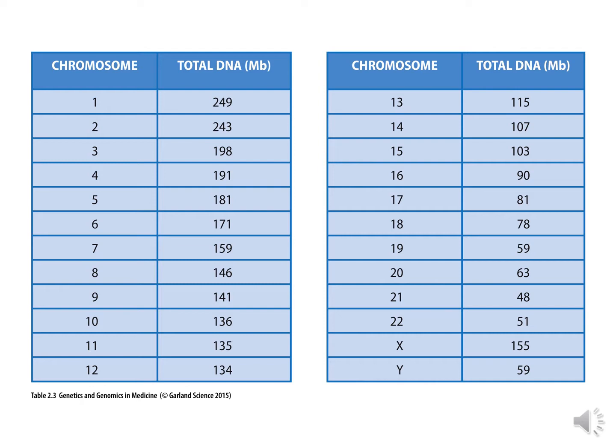In the nucleus, there are either 23 or 24 different linear DNA molecules, each one of the different types of chromosomes, 23 in female cells or 24 in male cells. These DNA molecules are immensely long, ranging in size from 48 megabases to 249 megabases, as is shown in the table here on this slide.